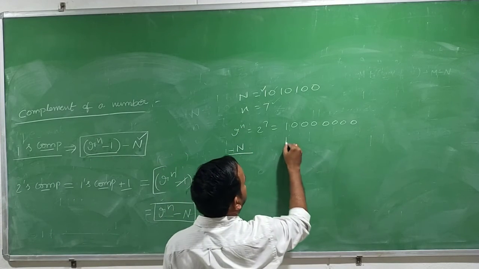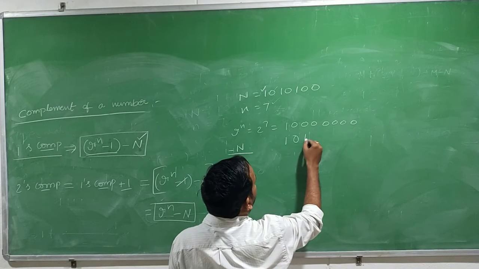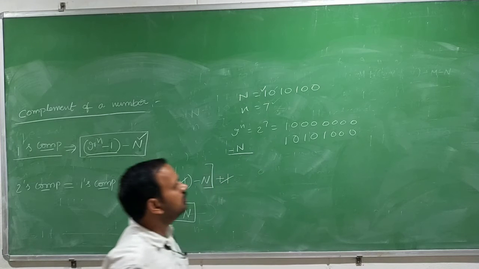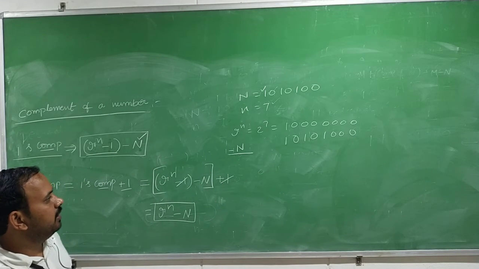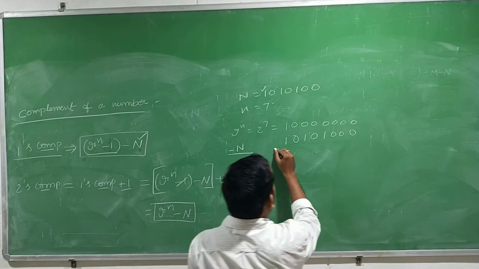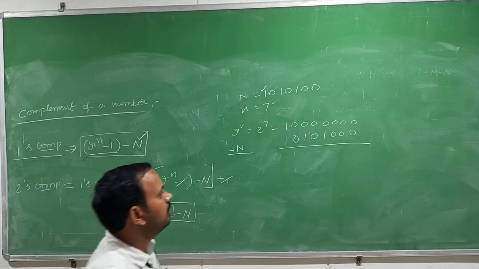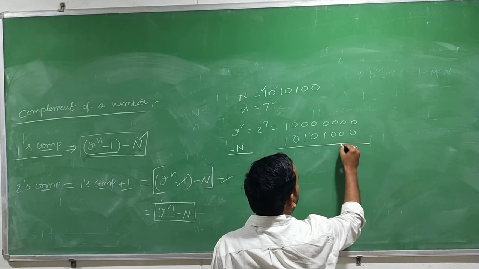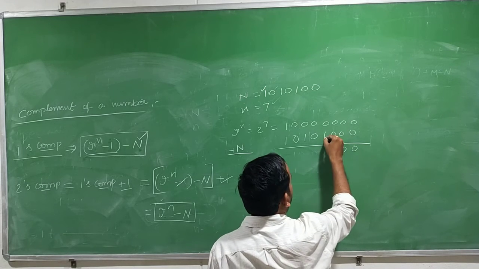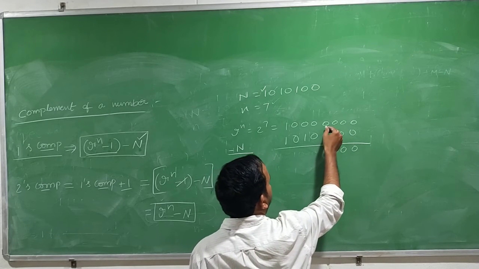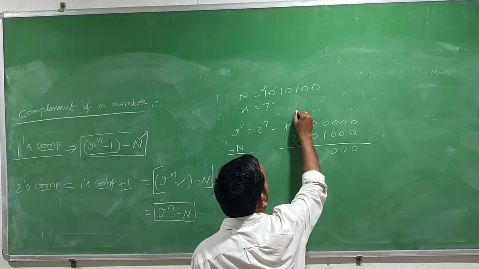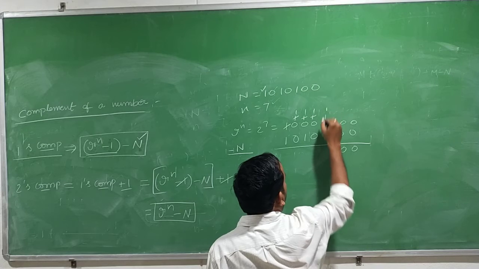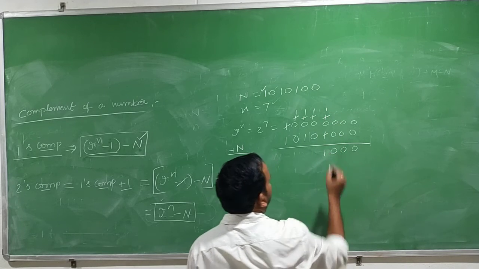So the given number is 1010100, and now you subtract this one. 0 minus 0 is 0, 0 minus 0 is 0, 0 minus 0 is 0, 0 minus 1. In this case you cannot do it directly, so you get a borrow of one here. This subtraction is very important. I told you in the previous lecture, so please go through that.